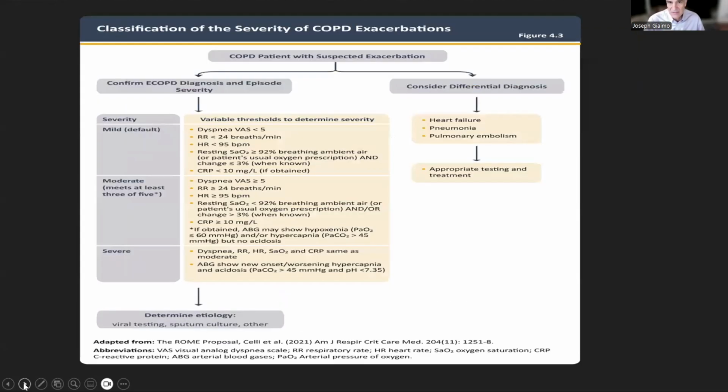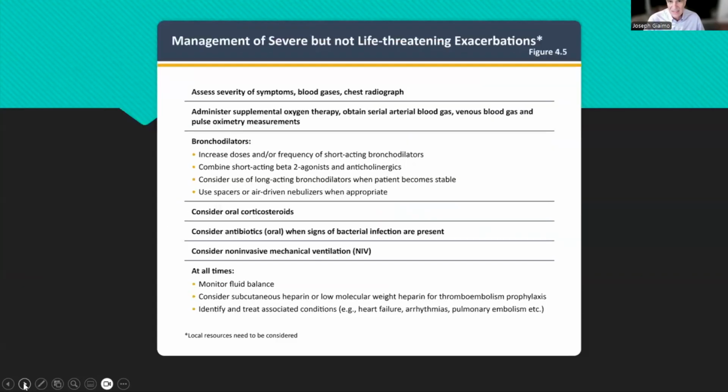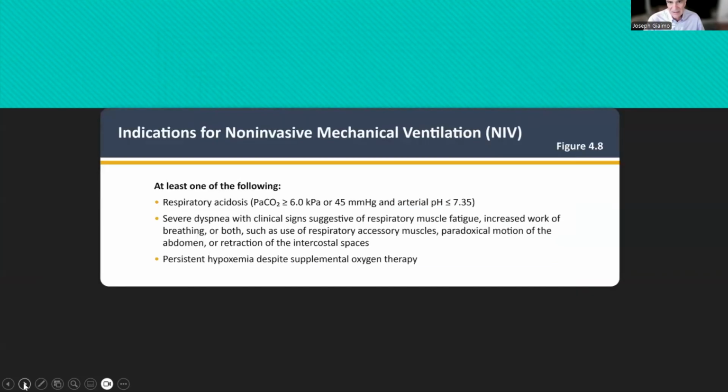Next slide, please. And then we talk about the classifications, mild, moderate, severe. This is sort of a summation slide for the clinical findings. Next slide. And then hospitalizations, talking about severity of symptoms, onsets, presence of comorbidities. Next slide. And then managing the patient as an outpatient for these life-threatening things, talking about some of the things they can do. Next slide, please.